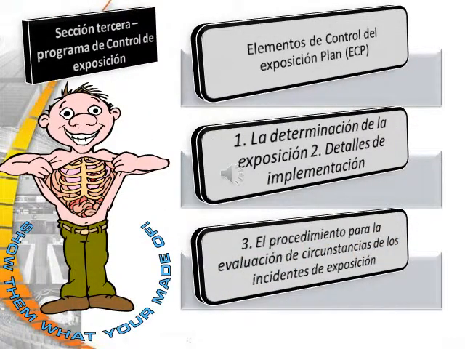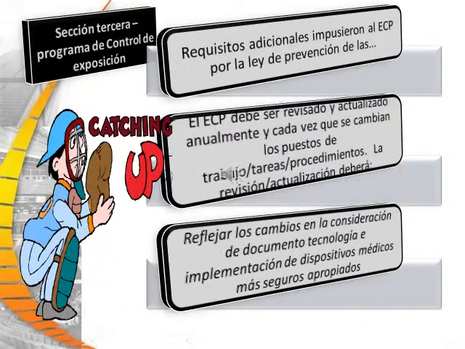The elements of an exposure control plan are the exposure determination, implementation details, and the procedure for evaluation of circumstances surrounding exposure incidents. Additional requirements imposed by the ECP are detailed in the Needlestick Prevention Act.